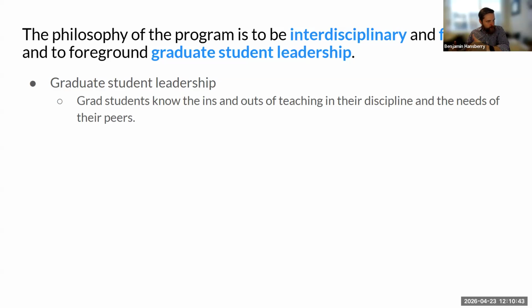But of course, the people who do know all of those details are the graduate students themselves. So this program is designed to try to encourage and support graduate students in bringing their interest and knowledge of teaching, their situational knowledge about what is the situation in their department together, so that they can be a kind of leader in teaching in their department.